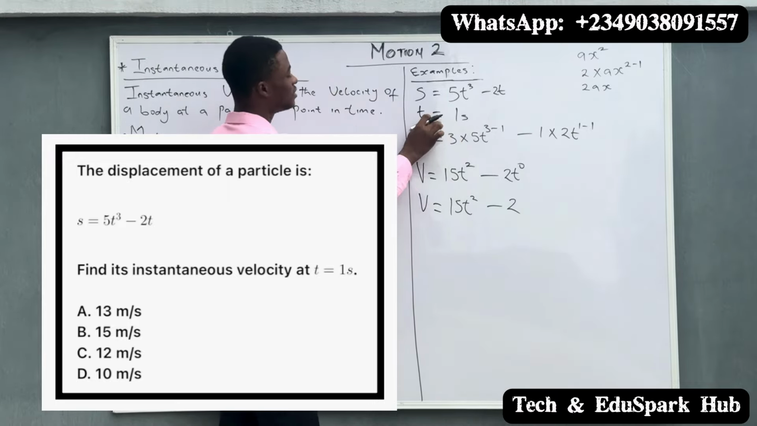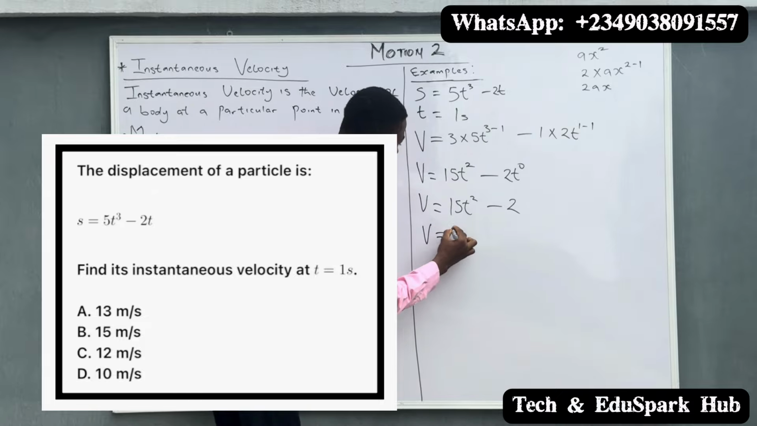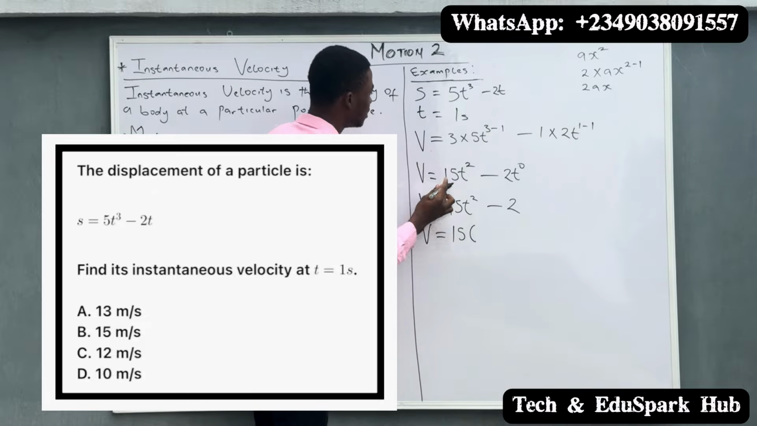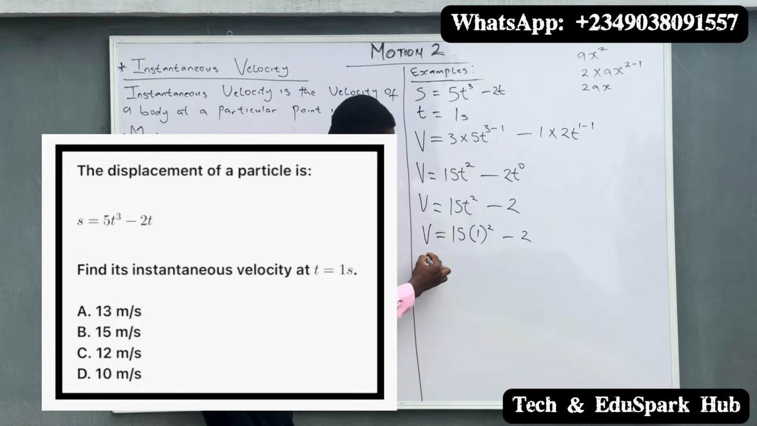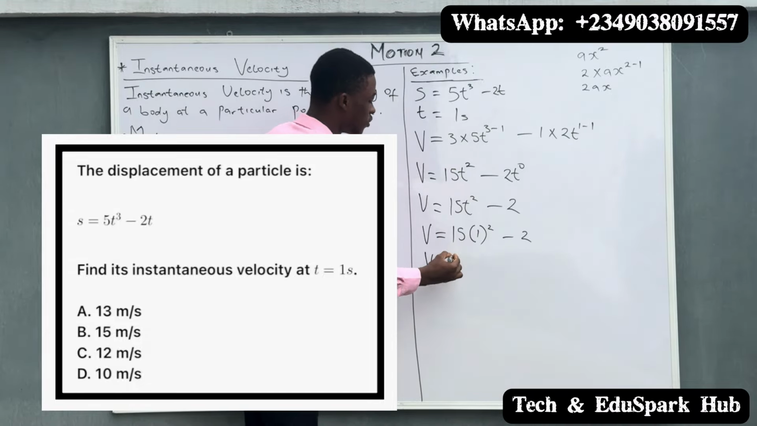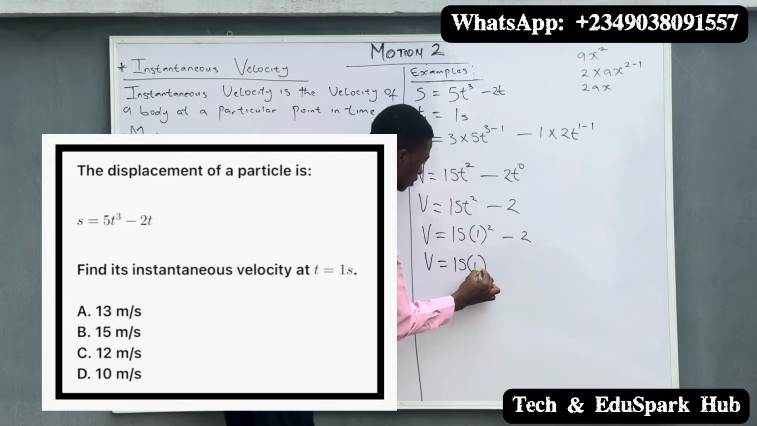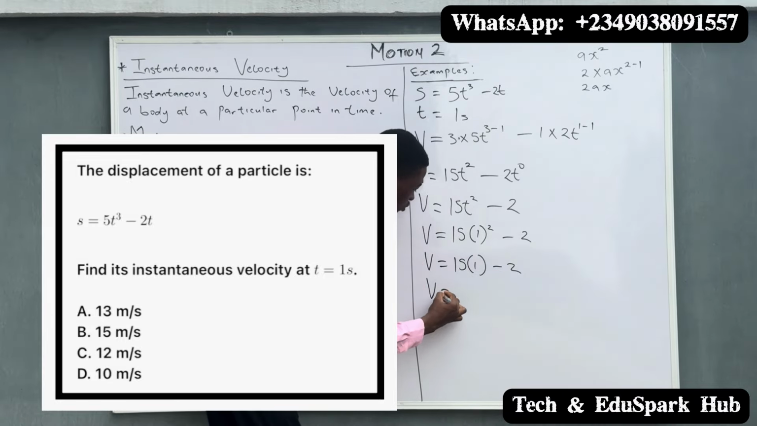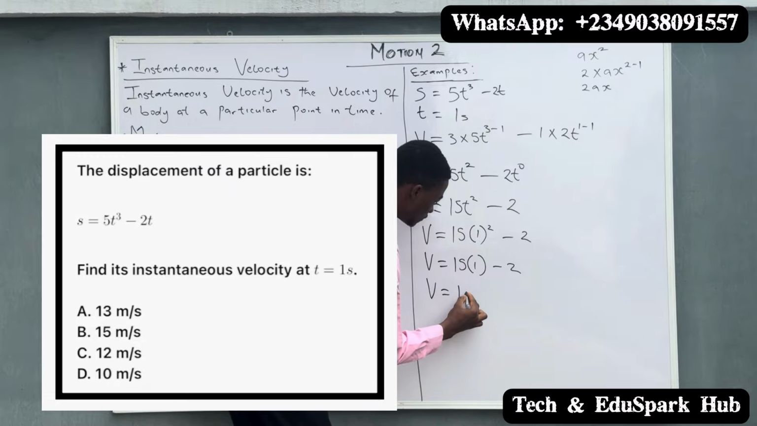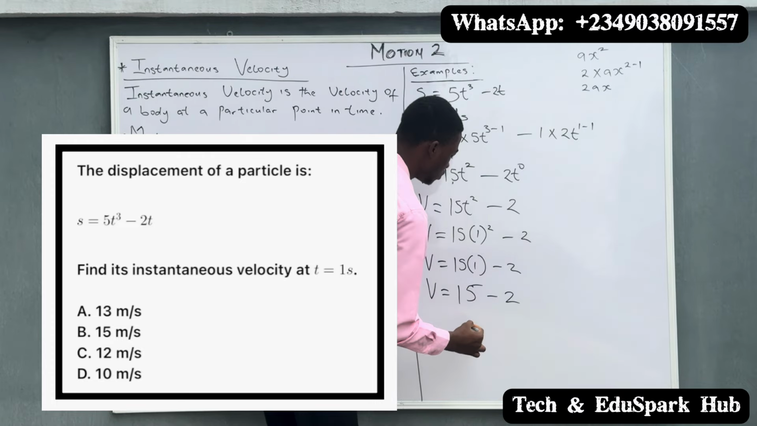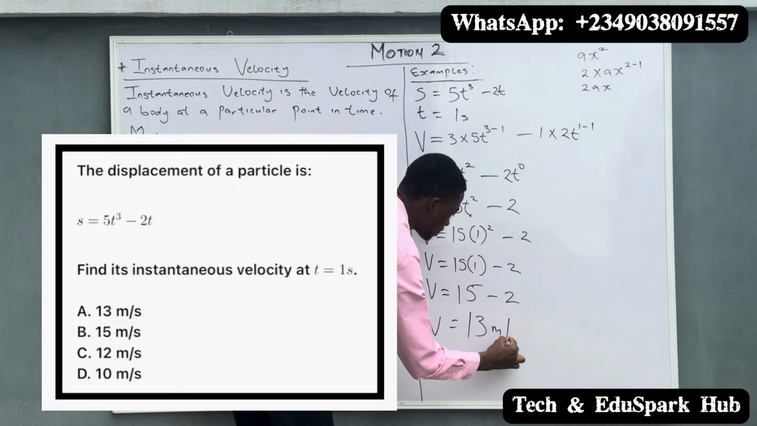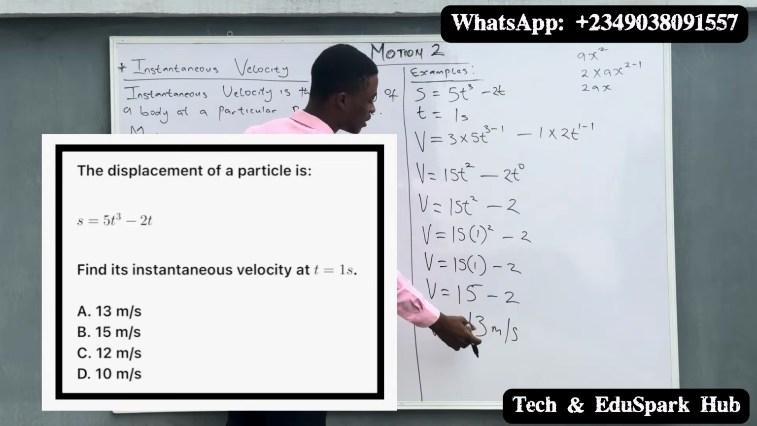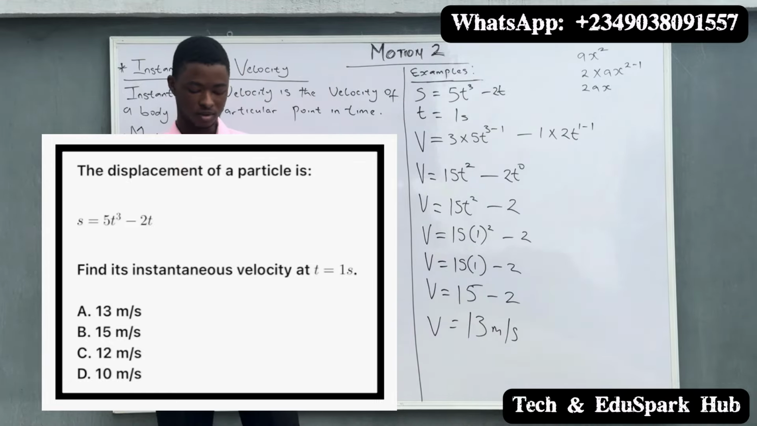So in this case, remember that our t is equal to 1. So we have our v given as 15 open bracket 1 squared close bracket minus 2. 1 squared will give us 1, so v equals 15 multiplied by 1, which will give us 15. So we have 15 minus 2, and 15 minus 2 will give us 13 meters per second. So 13 meters per second is correct for this kind of question. So option A is correct as displayed on the screen.